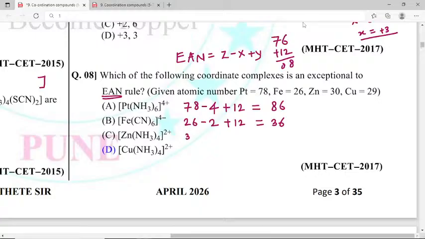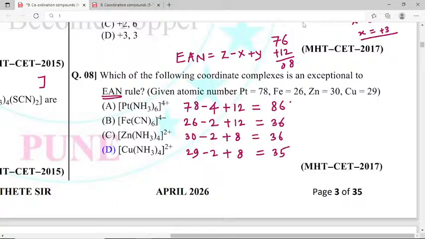Zinc has an atomic number 30. Oxidation state plus 2. 4 plus... So this is as a 8. Again the 36. Next, copper has a value 29 minus 2, plus 8, so 35.